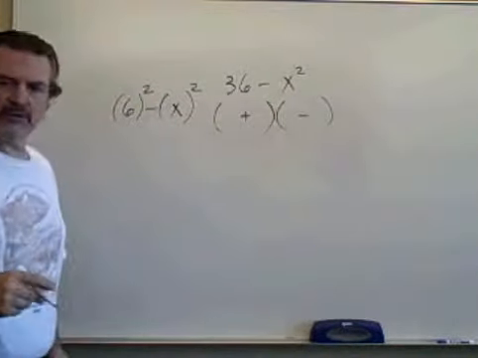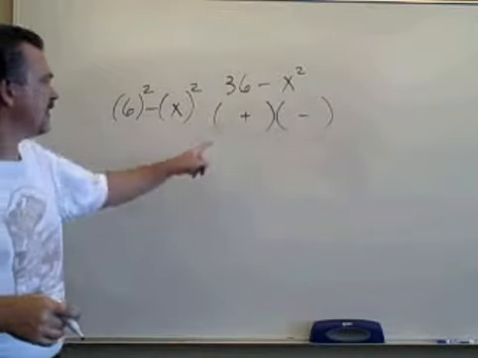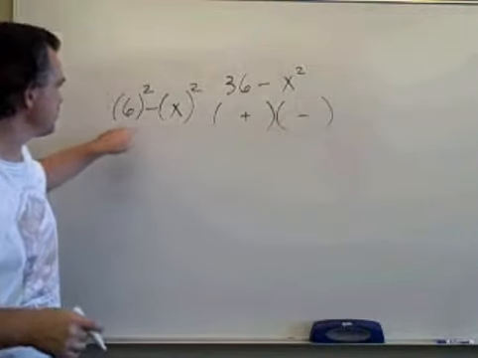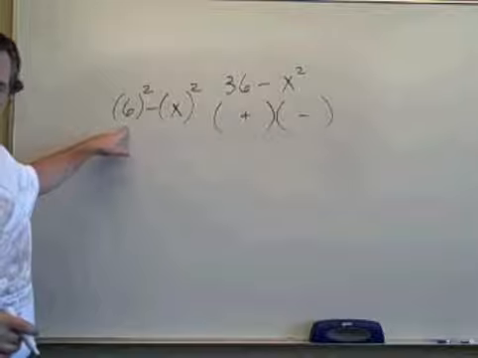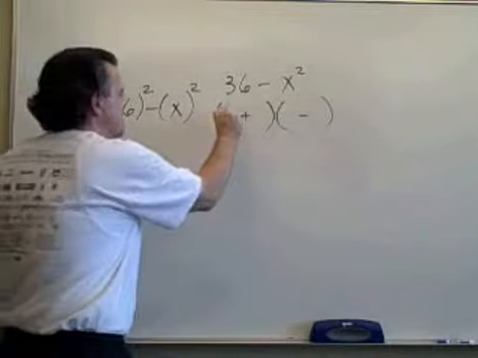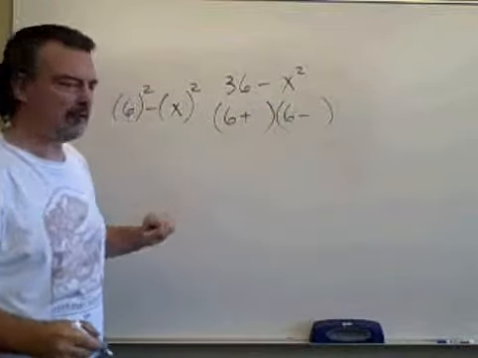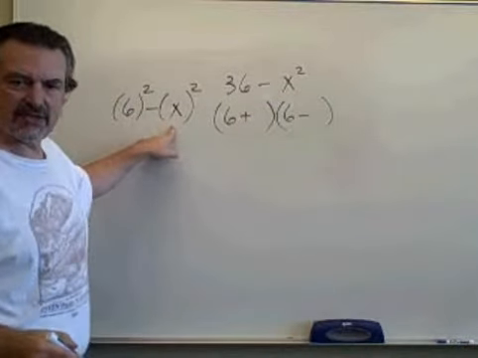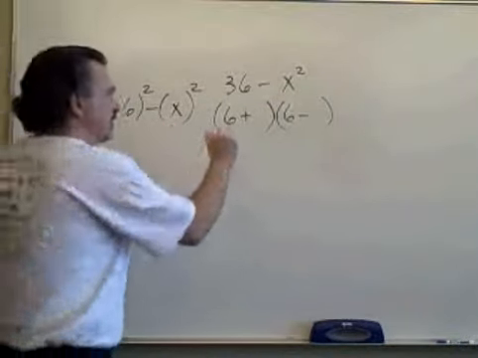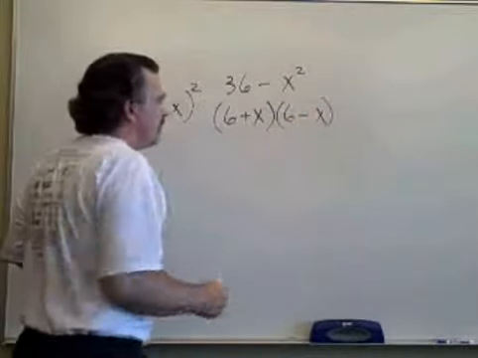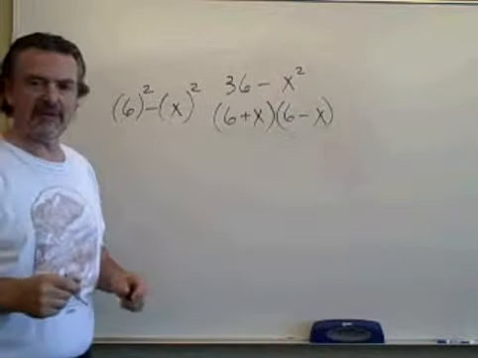It factors into two binomials, one with addition, one with subtraction. What goes into the first positions? It's what I have in the first position of my squares skeleton. What goes into the second positions of the binomials? It's what I have in the second position of my squares skeleton. So there's the factorization of that binomial.